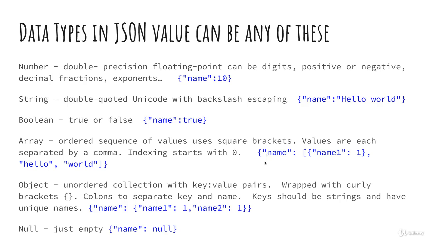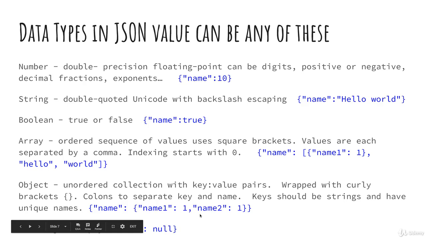And then arrays. Arrays allow us to present an ordered sequence of values. We use square brackets for arrays, and each one of those values is comma separated, just like the example over here. We also have an object. This is an unordered collection with key value pairs, and they're wrapped with curly brackets. Colons are used to separate the key and the value, and the keys should always have unique names. So you can have a name out here, but then if you're using additional names within that same sequence, these need to be different. You can't have name 1 equals 1 and name 1 equals whatever you want it to equal.